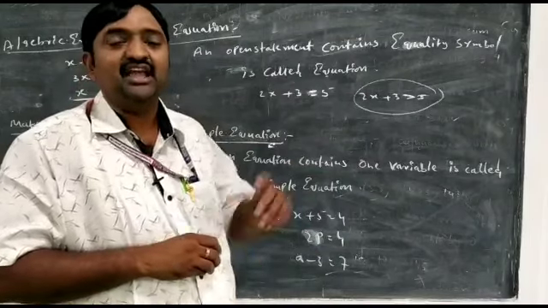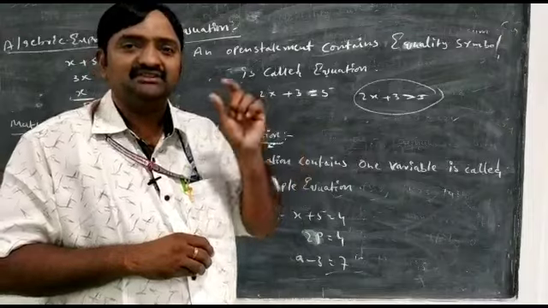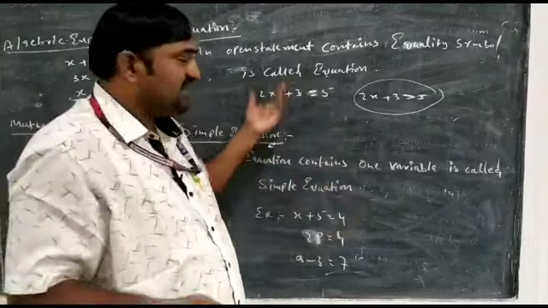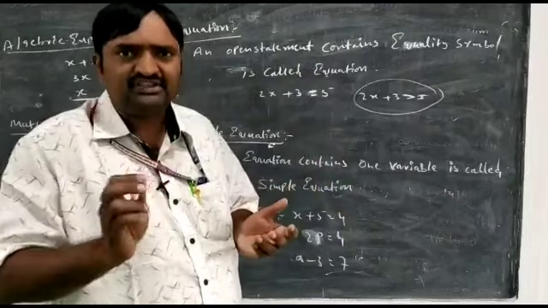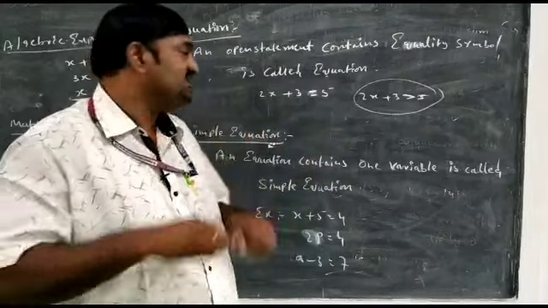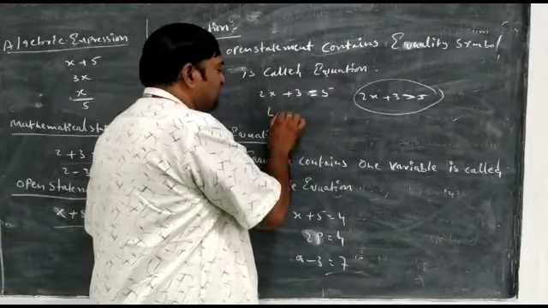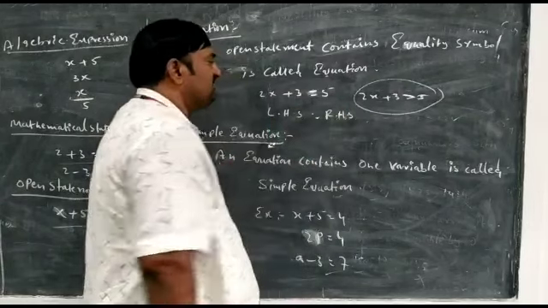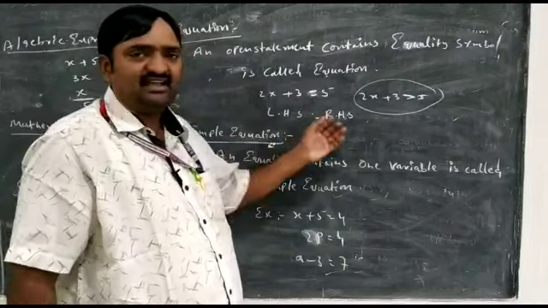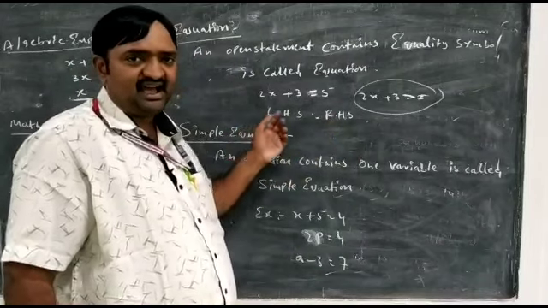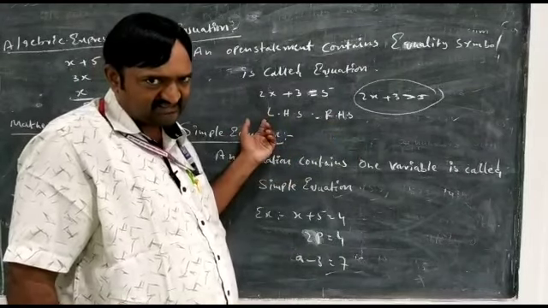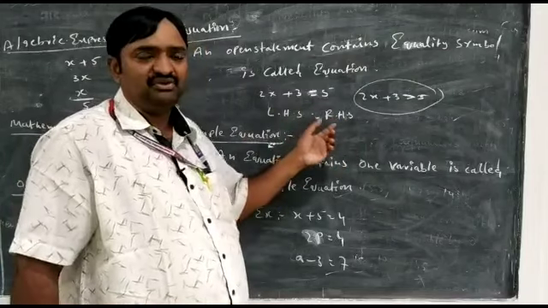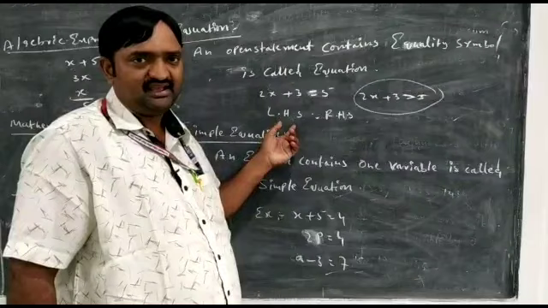What is an equation? An open statement containing an equality symbol is called an equation. An equation has a left hand side and a right hand side. Two terms are there every time, LHS and RHS. LHS means left hand side, RHS means right hand side.